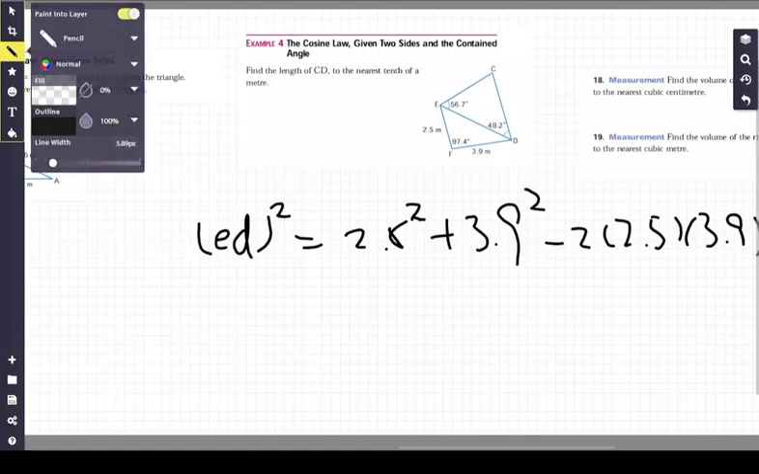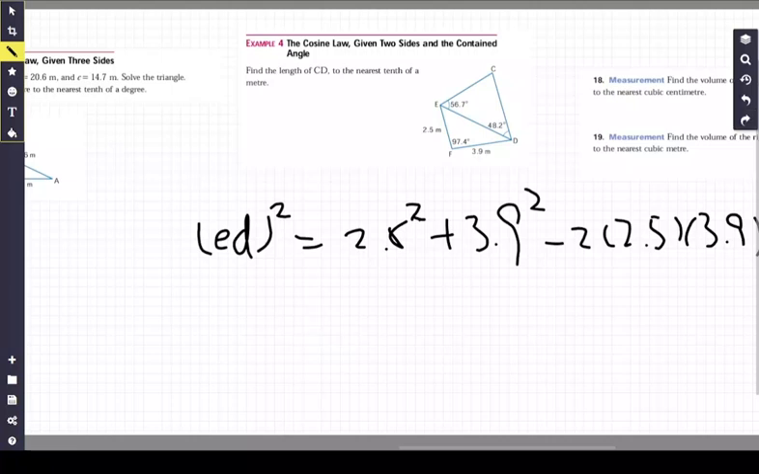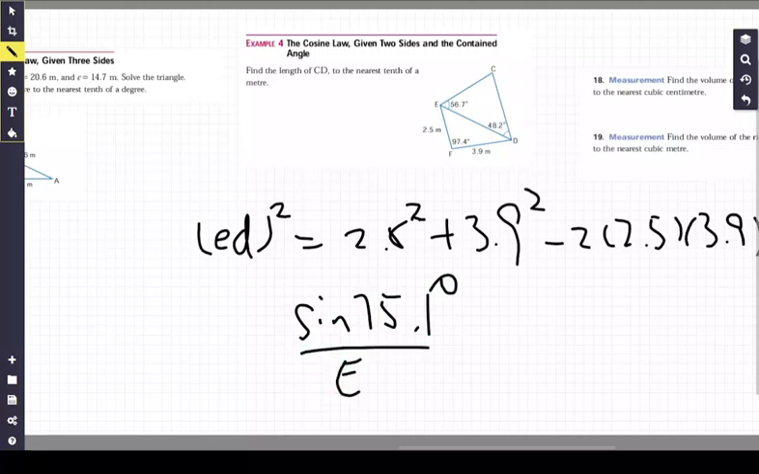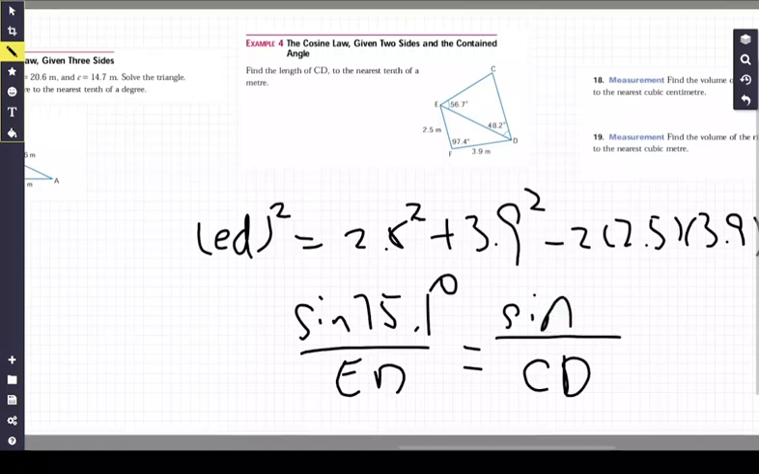So now let's go ahead and use sine law. Sine of 75.1 degrees over ED is going to give us, we want CD, right? So we want CD, and this is sine of 56.7. Remember that value you saved from your calculator earlier? Let's directly multiply that by sine of 56.7 degrees. And after you do that, let's divide by sine of 75.1 degrees.